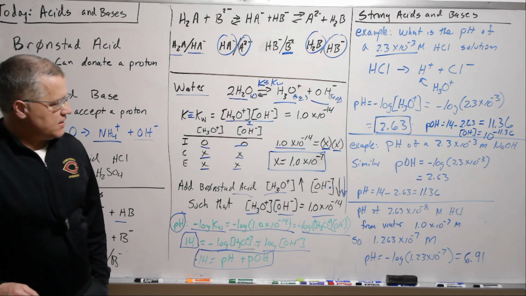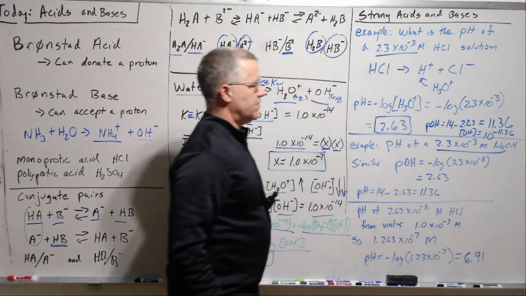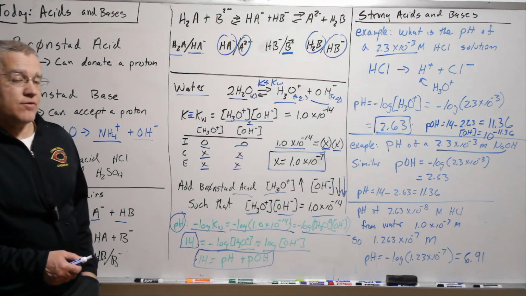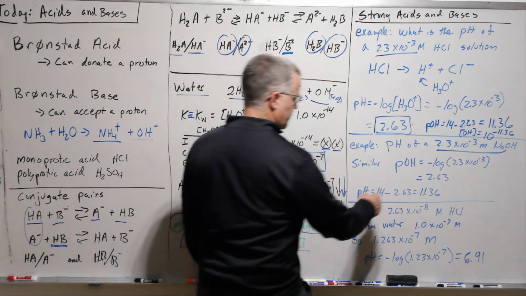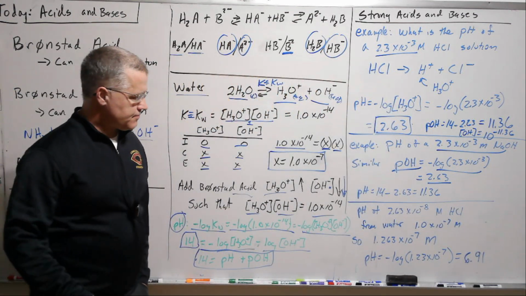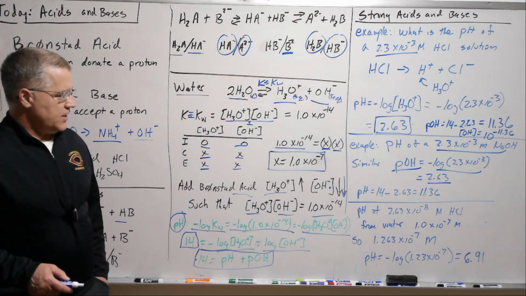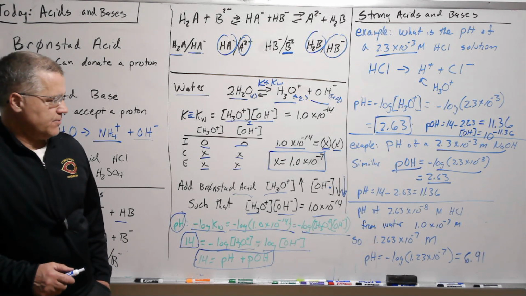Okay. Let's just do the reverse here. Let's make up a similar solution of NaOH. So now we should expect a basic pH. We can directly calculate the pOH. We get that. And so then our pH is 14 minus 2.63, which is 11.36, a basic solution.